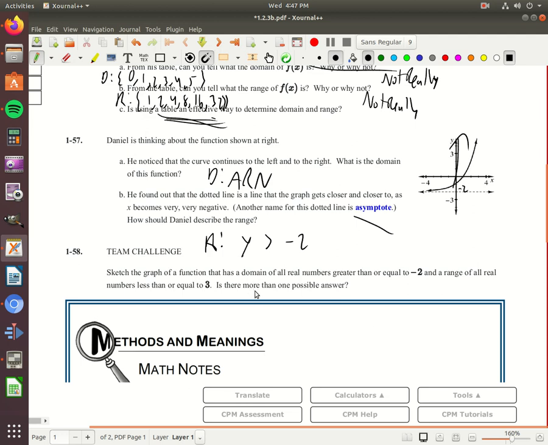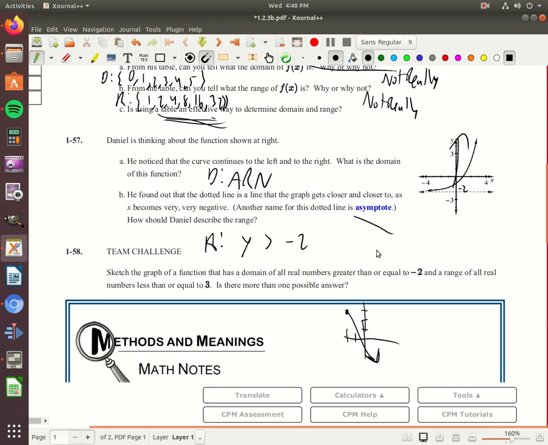So it says sketch the graph of a function that has a domain of all real numbers greater than or equal to -2, and a range of all real numbers less than or equal to 3. So what I could do, pretty simply, I go to -2, 3, and just draw a line that goes down, right? You can see my domain is all numbers greater than or equal to -2, and my range is all numbers less than or equal to 3. So that would be one way you could do it. You could have done a lot of other ways, but that's just the one I chose.